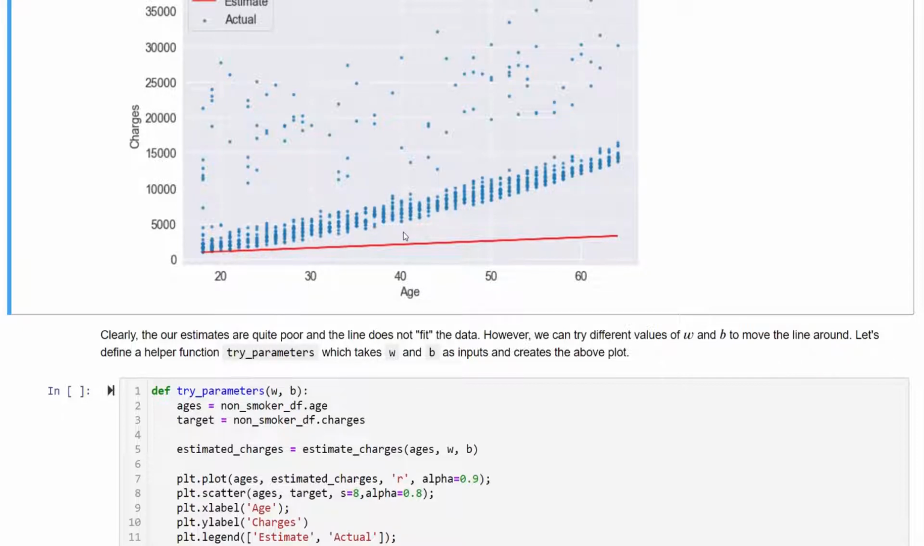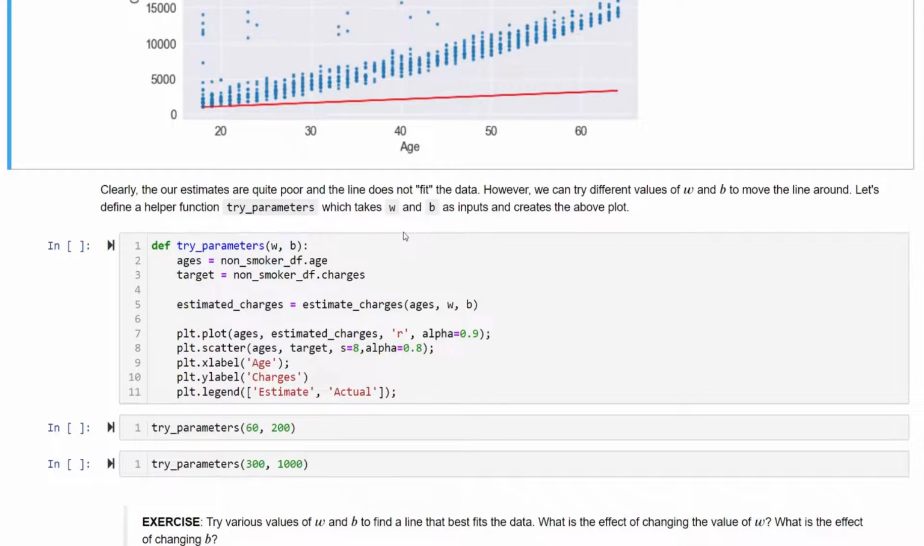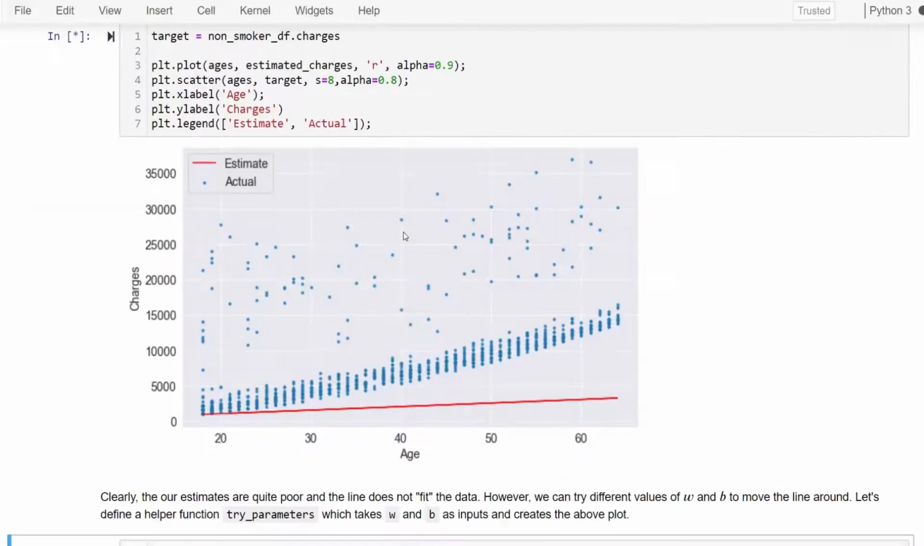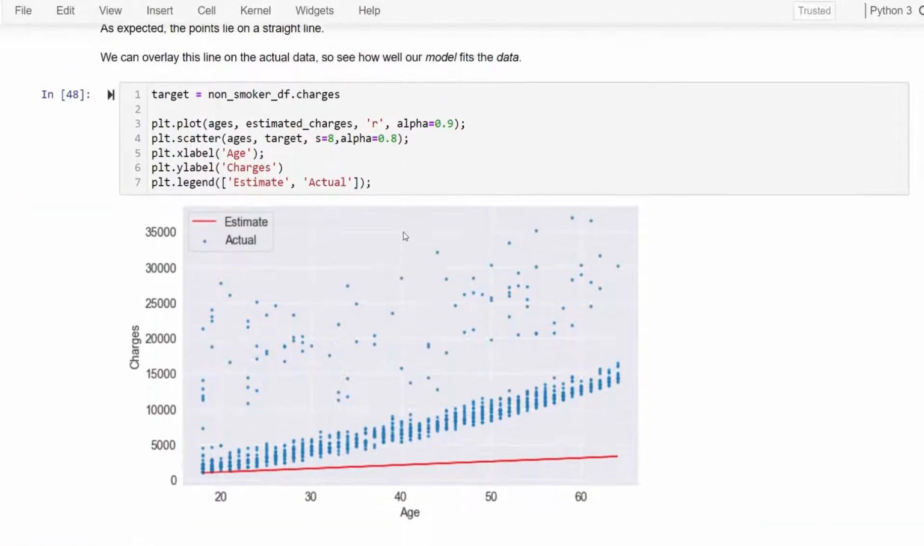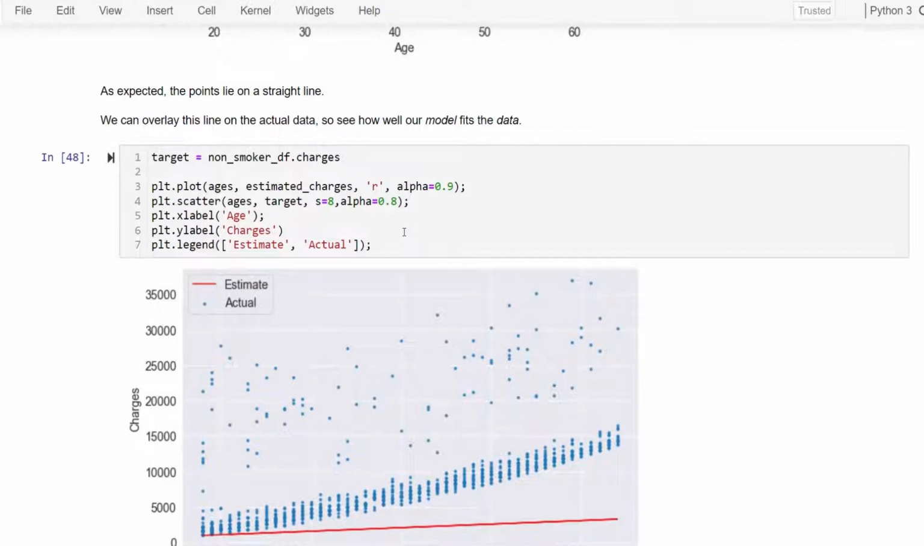Let's make a helper function using the try parameters. As we already defined the try parameters, it takes the input as ages, slope and intercept. Okay, let's create the above plot. We can overlay this line on the actual data and see how well our model fits.